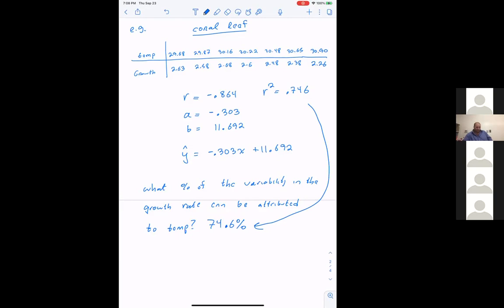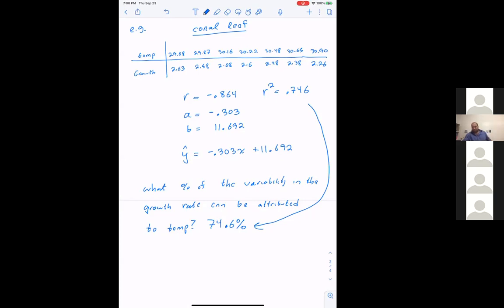The other 25.4% will be explained by what? Everything else. Sunlight, pollution, whatever else is out there.